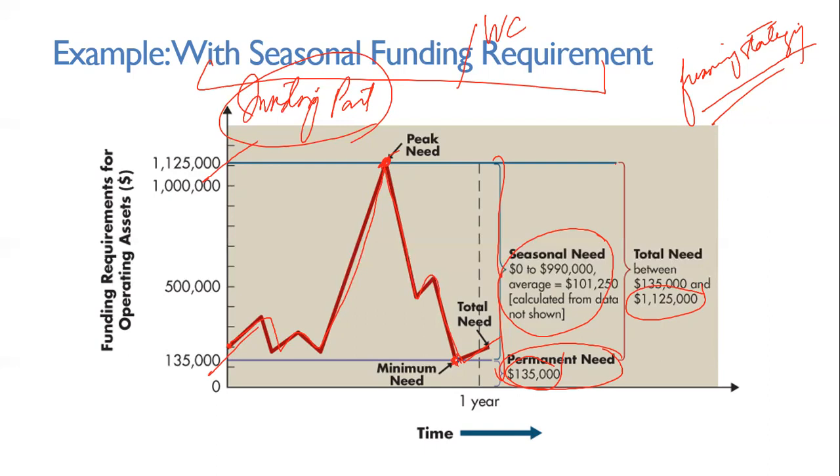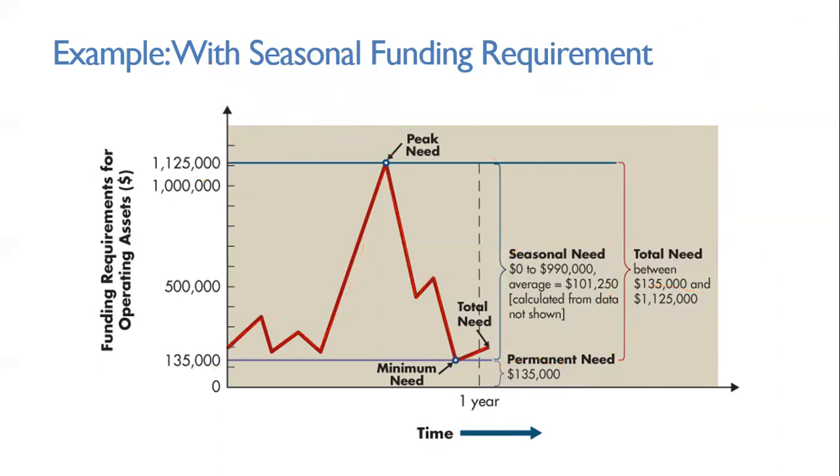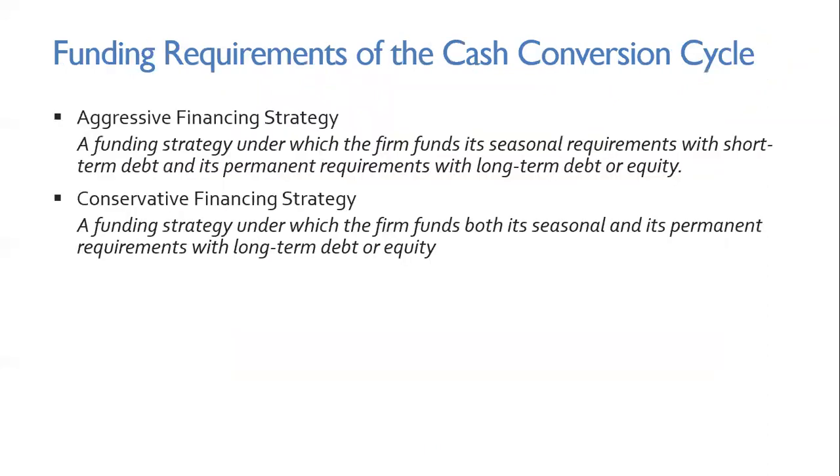the second question now is how do you finance it? Financing decision. The financing decision is the second part of our question in working capital policy. How do you now fund it? So there are two ways to fund it. There's an aggressive financing strategy and a conservative financing strategy. What's an aggressive financing strategy?